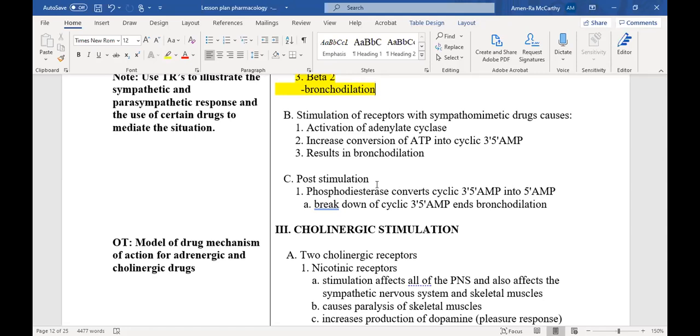Number one, when I inhale the sympathomimetic drug, my body triggers an activation of adenylate cyclase. Adenylate cyclase is activated. That adenylate cyclase will increase the conversion of ATP to cyclic 3,5-AMP. And the cyclic 3,5-AMP gives me bronchodilation. That's the 3 steps.